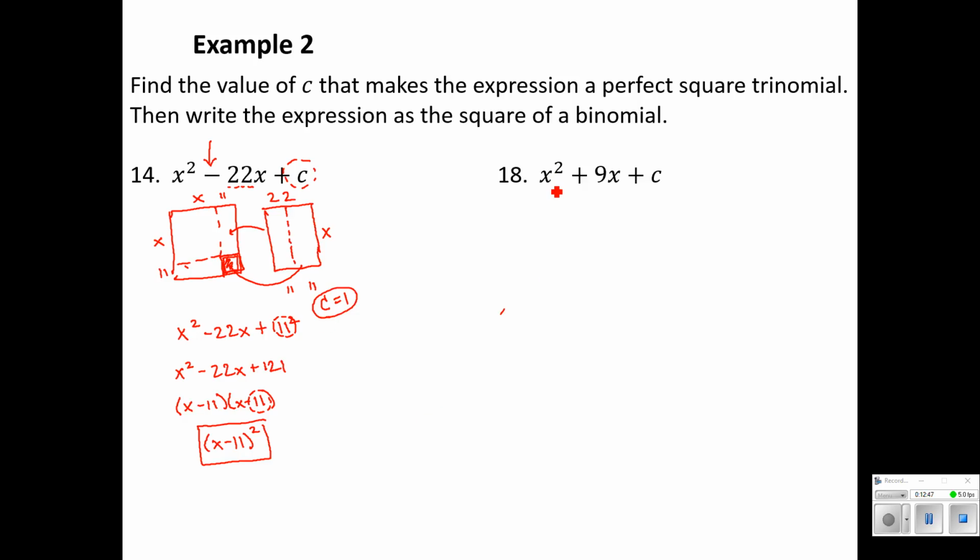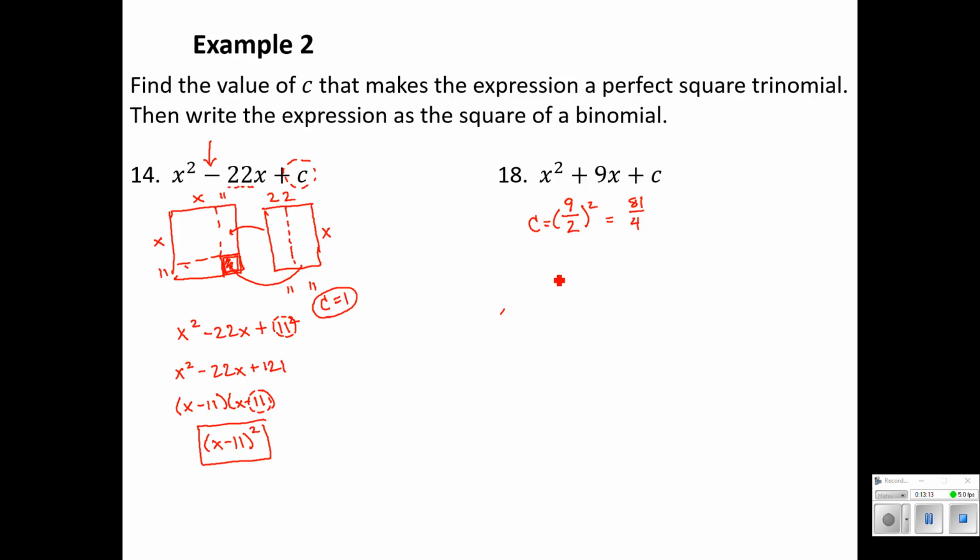Let's see what happens in this next one. We've got x squared plus 9x plus c. Okay, well the c value is going to equal 9, we divided it by 2 and then squared it. That's just streamlining the pattern of what we talked through in number 14. That equals 81 over 4. Square the top, square the bottom. Okay, so we found our c value.